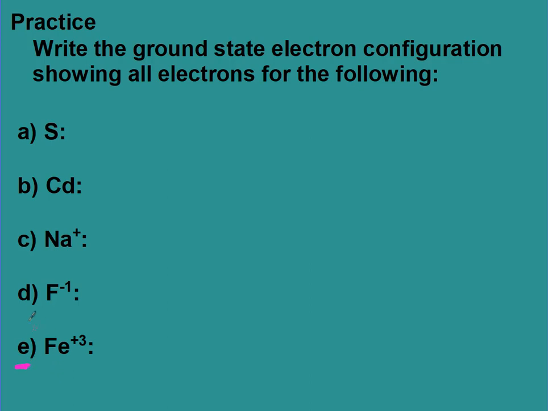Be careful on our ions down here. Remember, for our ions, if it's positive, it lost an electron, and if it's negative, it gains an electron. You may want to write the atom configuration and then add or remove electrons from there. Go ahead and pause the video and try these 5. Restart when you have these 5 done.